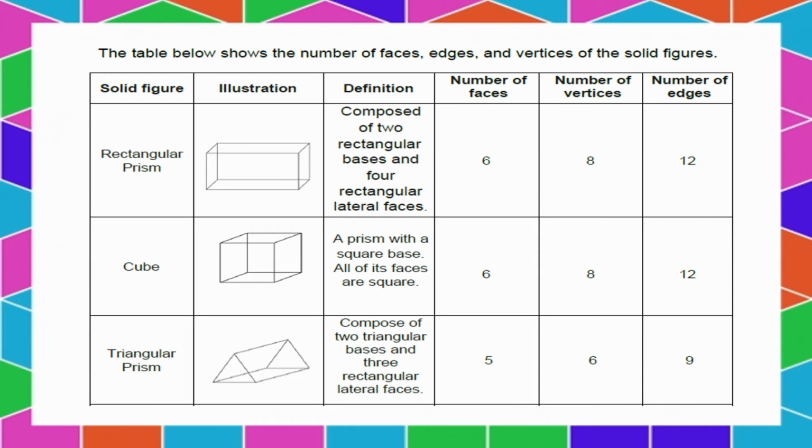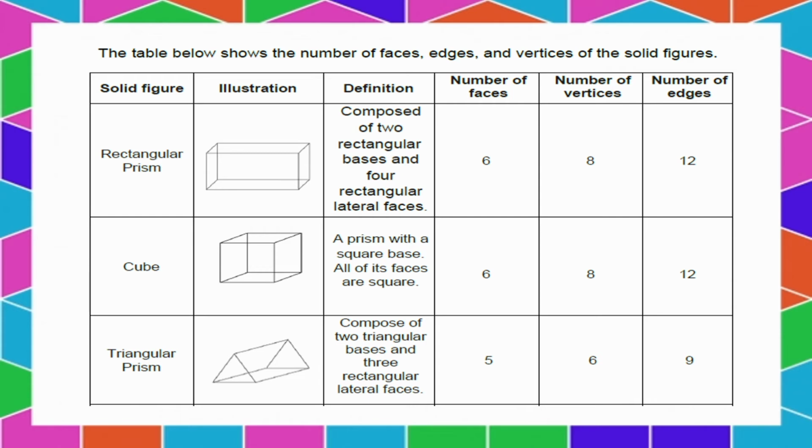When we say rectangular prism, it is composed of two rectangular bases and four rectangular lateral faces. So all the faces and the bases of a rectangular prism are rectangles. Number of faces, 6. Number of vertices, 8. Number of edges, 12. So that is for rectangular prism.